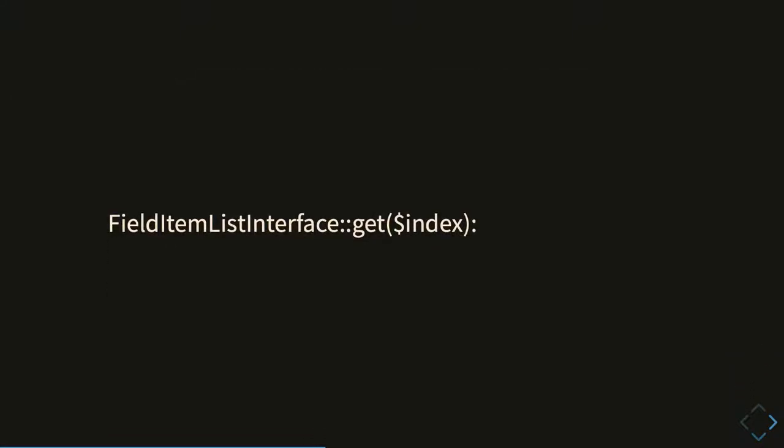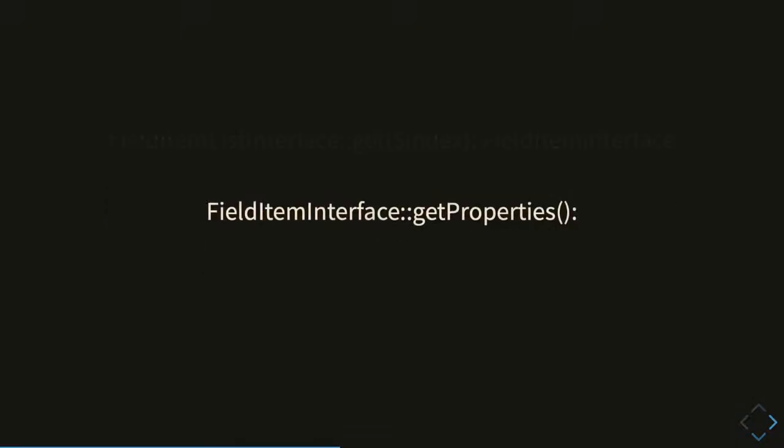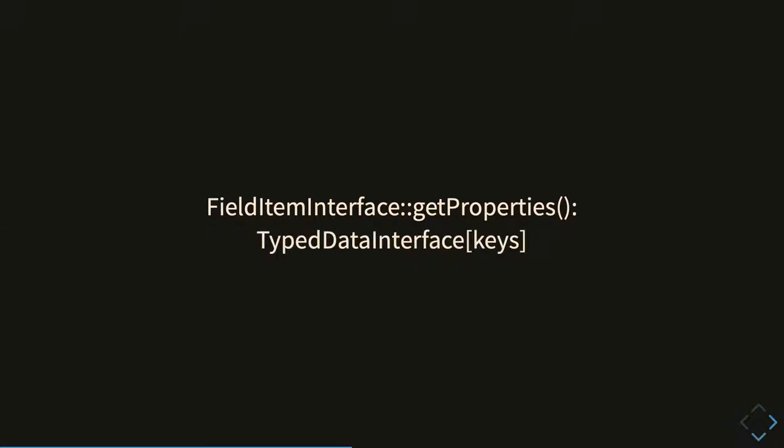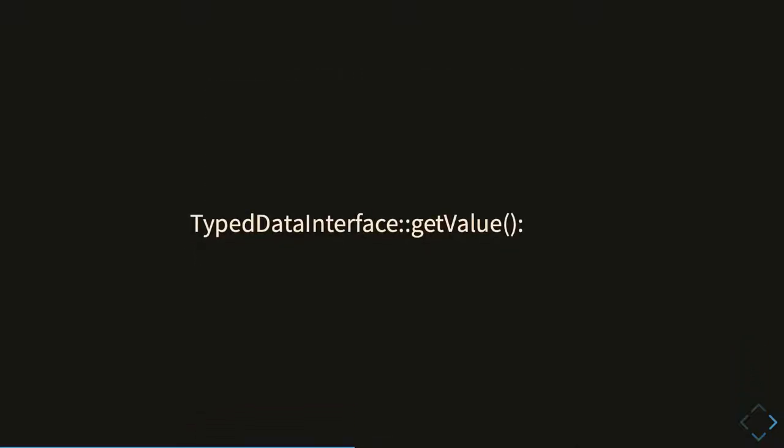Okay. Field item list interface. This one has zero or more, so you're going with a numeric index. And then you get your field items. In the field item interface, you can get the properties again, which gets you the type data interface, which are the individual properties like text format or value by their keys. And then finally, once you have your final value object, you can call get value on it to get the raw string or number or whatever it actually holds.